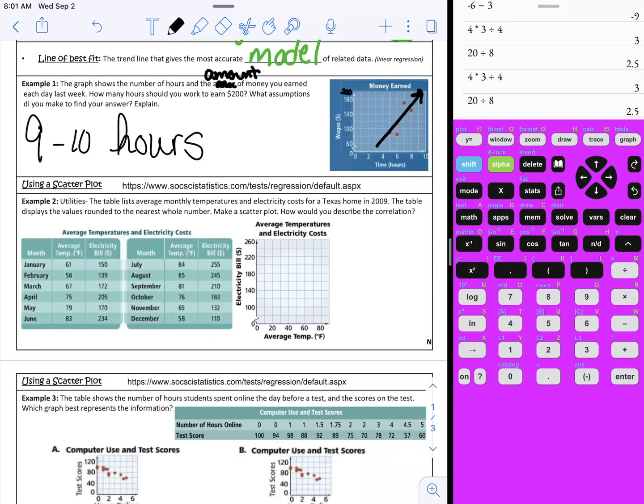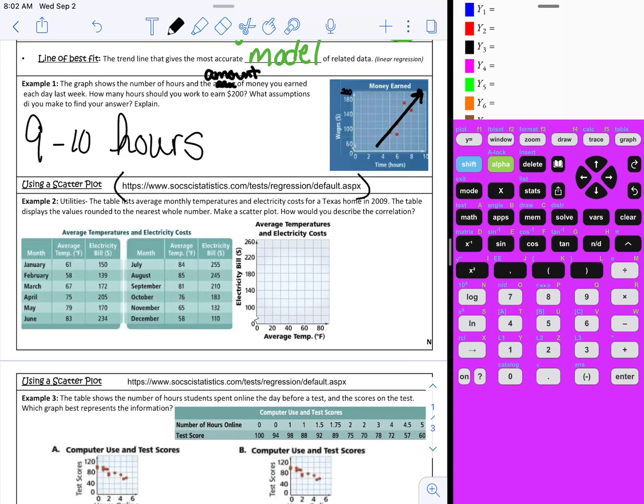So let's take a look at example 2. Example 2 is using scatter plots. Now this website right here, I don't know if we can grab that or not, but I know I posted it on Schoology. That website does linear regression for you, because these calculators over here are limited in what we can do, because we didn't pay for them. So I did post the calculator online that will do it for free.